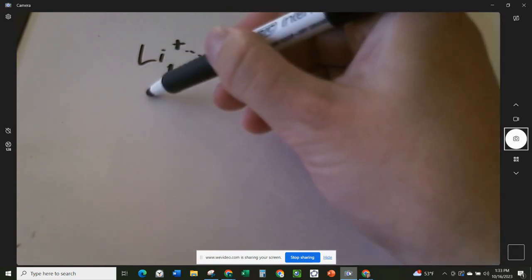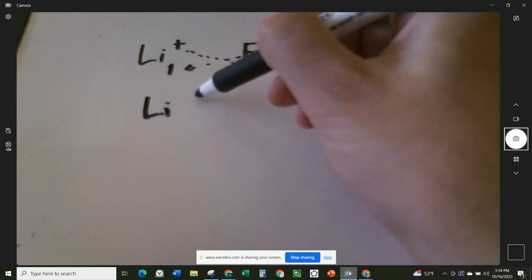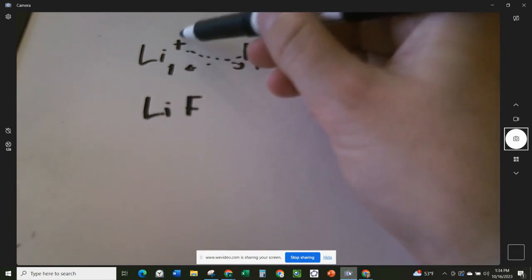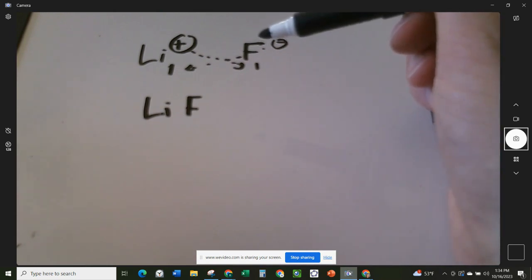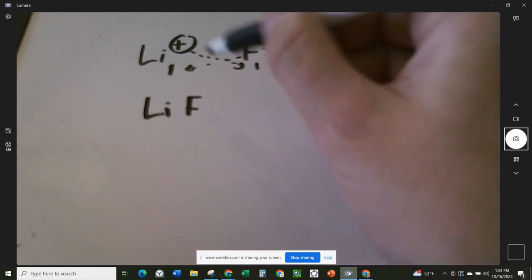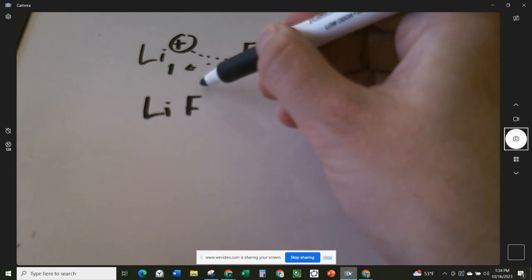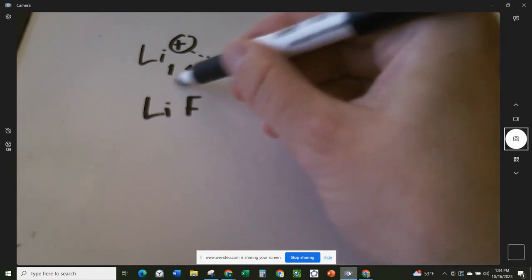Okay, so this tells me my formula will be lithium fluoride. And that makes sense. If this is a plus charge and this is a minus charge, we just need one of each of those to balance out to be a 0 charge. That's what we're trying to do, get a 0 charge. Okay, so this is our empirical formula.